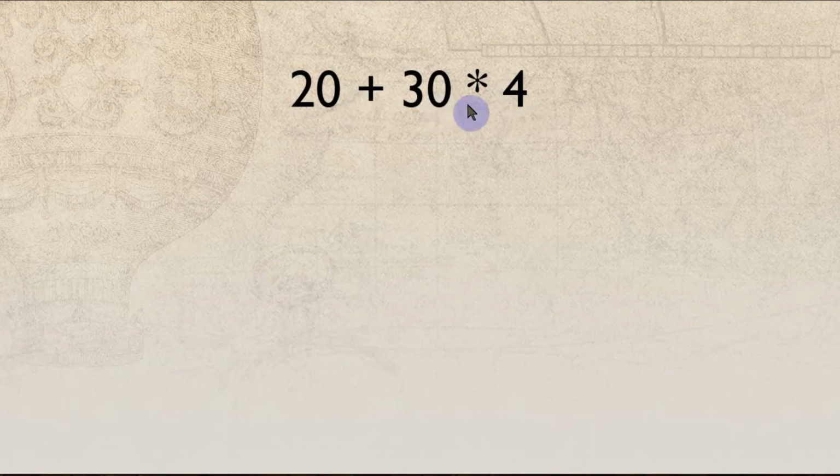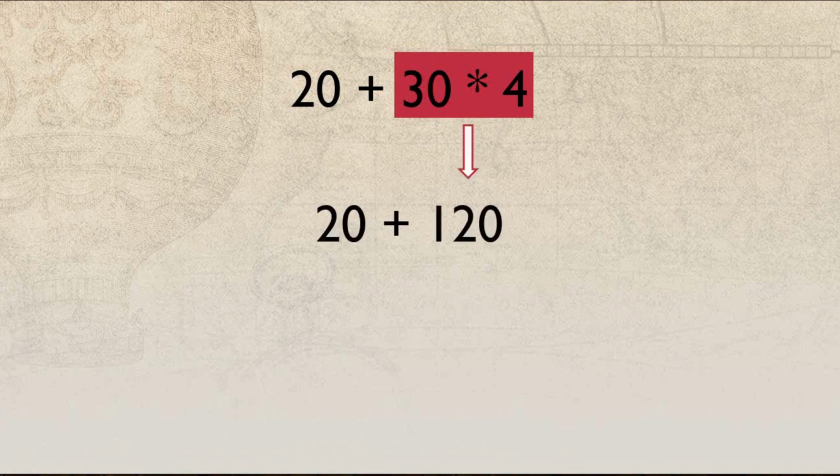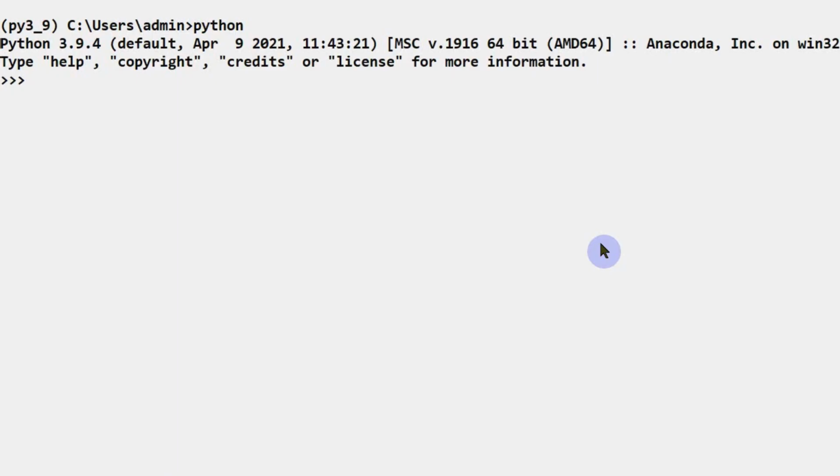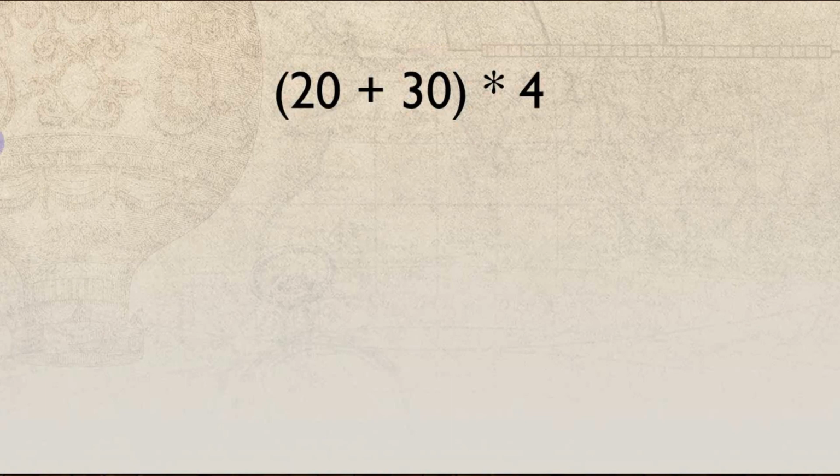Now let us consider the first example. Here we have 2 operators, a multiplication operator and an addition operator. Among these 2, the multiplication operator has the highest precedence, so the multiplication will be performed first. 30 multiplied by 4 will be 120. Then that 120 will be added to 20. Let us check the result of this expression in the command prompt. 20 plus 30 multiplied by 4. Then we got 140.